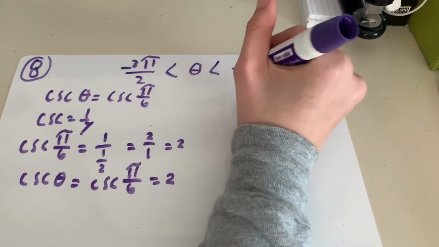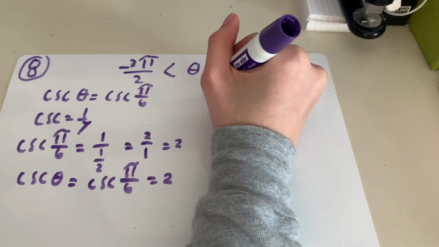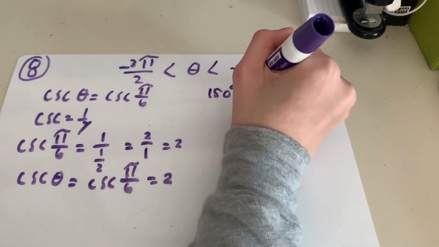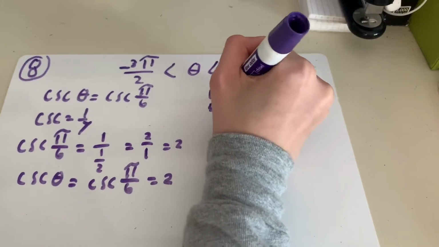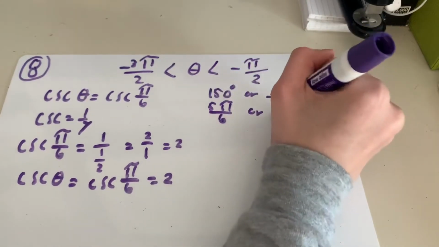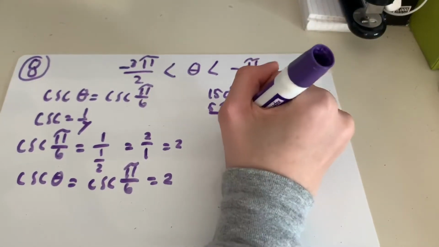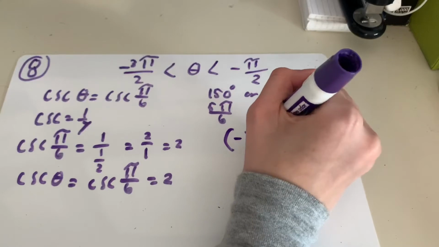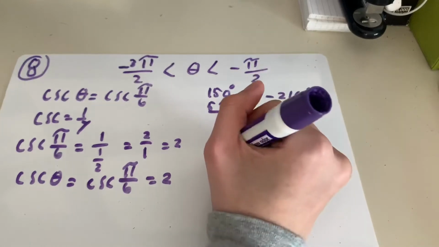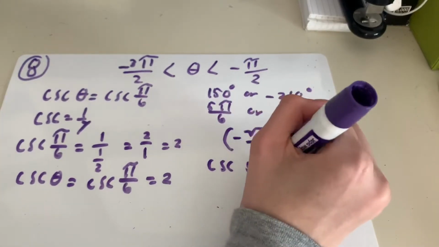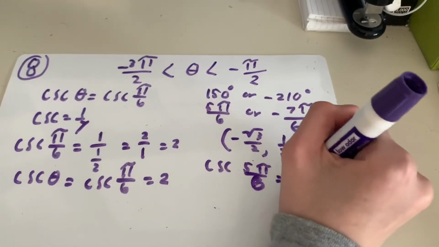And then I go and I find another angle on the unit circle where cosecant also equals 2. So I found 150 degrees or negative 210 degrees. In radical form, it'd be 5 pi over 6 or negative 7 pi over 6. The coordinates are negative radical 3 over 2, 1/2. 1/2 is the same y value as in pi over 6. So you do cosecant of 5 pi over 6 equals 1 over 1/2 or 2 over 1, which equals 2.